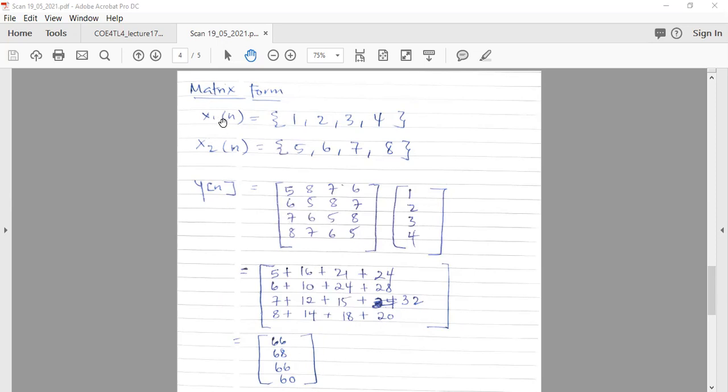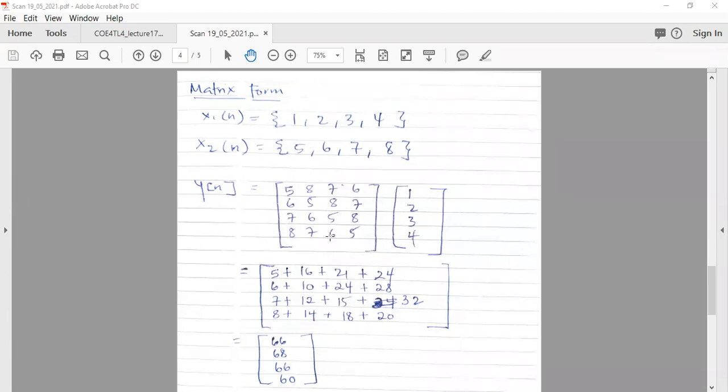These two signals. So what you need to do is you start by writing the sequence. The first column will have the sequence itself, right? So we are flipping x2 of n, so we'll have an n by n matrix. The sequence we are flipping will form this n by n matrix, right?